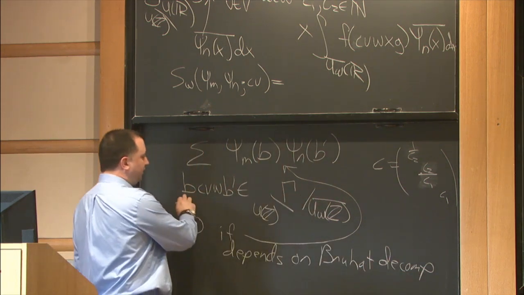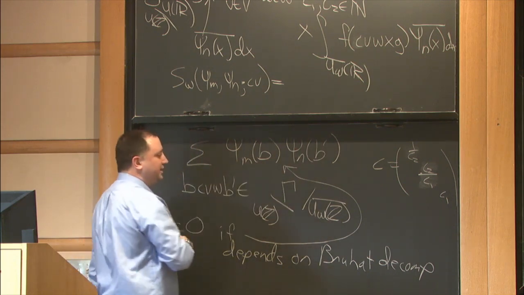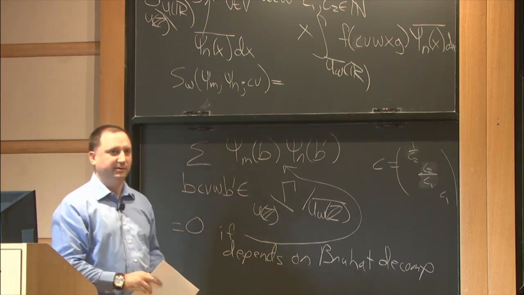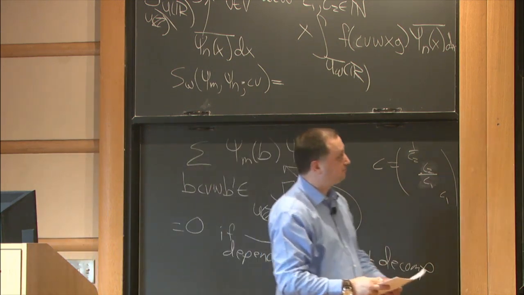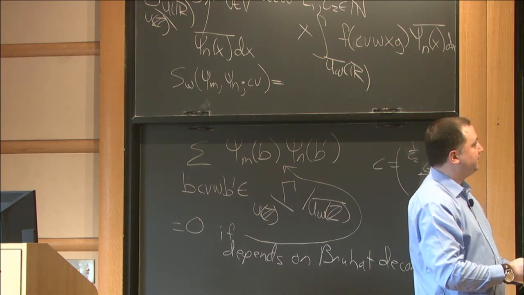Okay, so if you use the non-unique Bruhat decomposition here, then this product should be independent of the choice of Bruhat decomposition, and if it's not, just define the sum to be 0. Okay, so the other side.